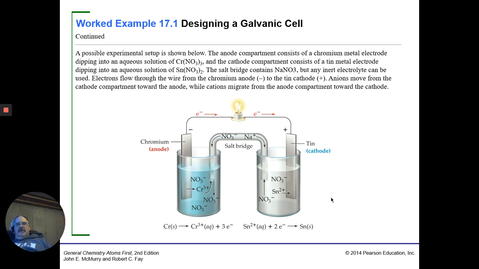Right, so this is a diagram of what the galvanic cell should look like. We have a chromium anode, which is immersed in a solution of chromium-3 ions, and then we have a tin cathode, which is immersed in a solution of tin-2 ions. We have a salt bridge, which allows the transport of sodium ions and nitrate ions. And electrons will flow from the anode to the cathode.